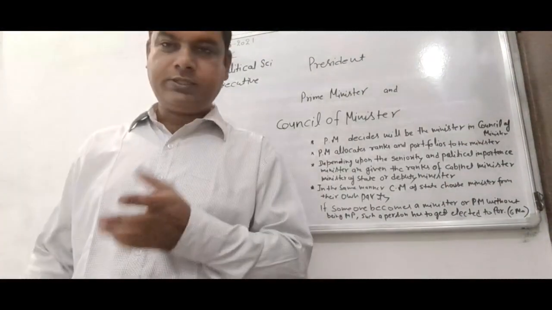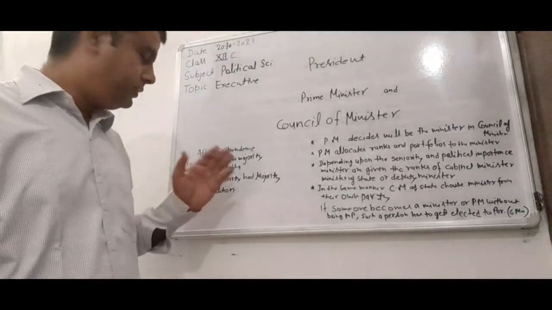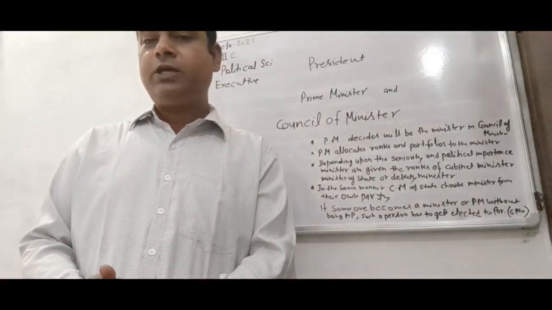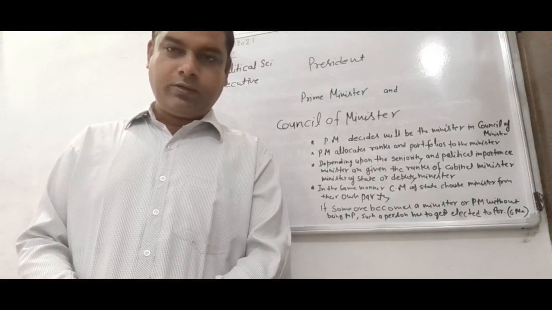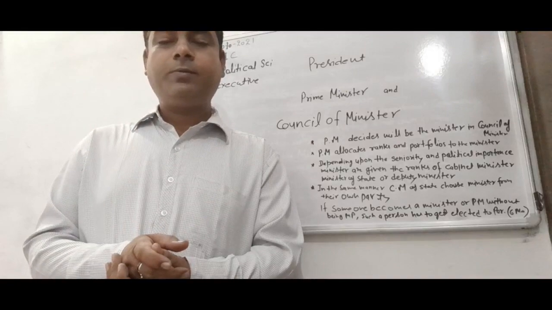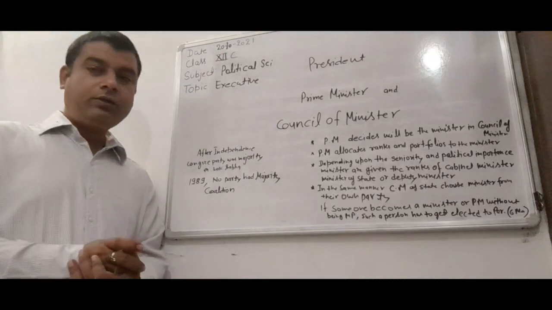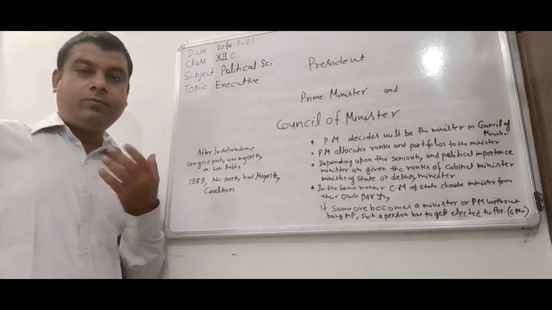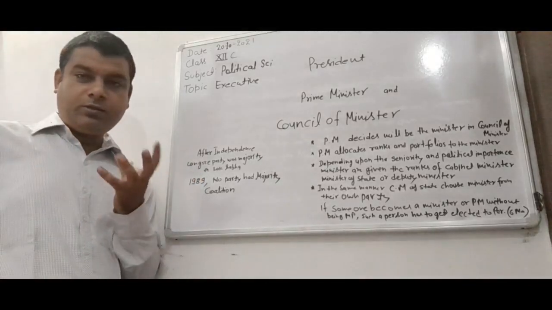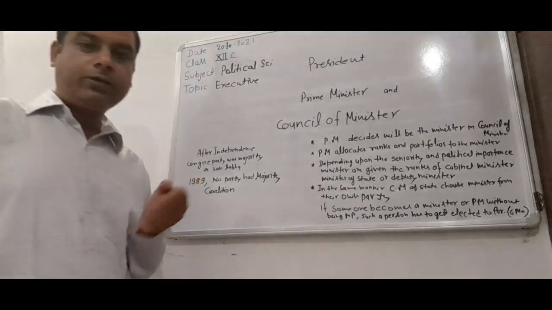From independence, if you look, the Congress party was dominant, and Pandit Jawaharlal Nehru, Indira Gandhi and Lal Bahadur Shastri were very popular Prime Ministers of the Congress party. Since independence, most of the time the Congress party was in the majority, and the Prime Minister basically came from the Congress party.